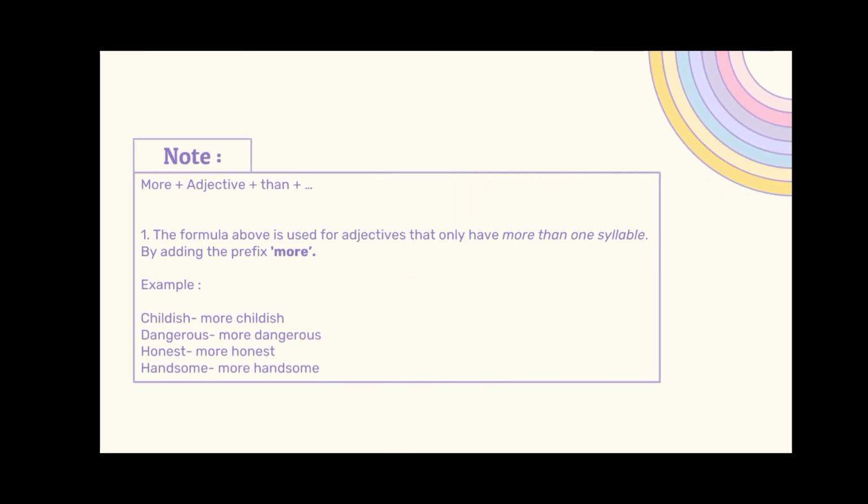Note: more plus adjective plus than. 1. The formula above is used for adjectives that have more than one syllable by adding the prefix more. Example: childish, more childish, dangerous, more dangerous, honest, more honest, handsome, more handsome.